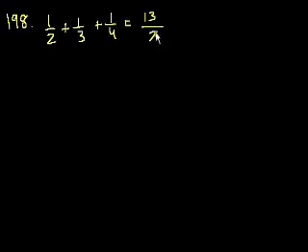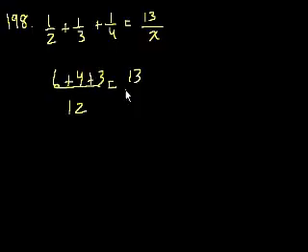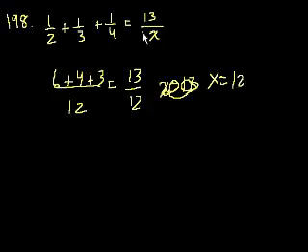I'm tempted to just work through this. If I get a common denominator here, the common denominator is going to be 12. 1/2 is 6 twelfths plus 4 twelfths plus 3 twelfths. 6 plus 4 plus 3 is 13, so that equals 13 twelfths. So that tells us that x is equal to 13. Oh, sorry. That tells us that x is equal to 12. Right? It's the denominator.